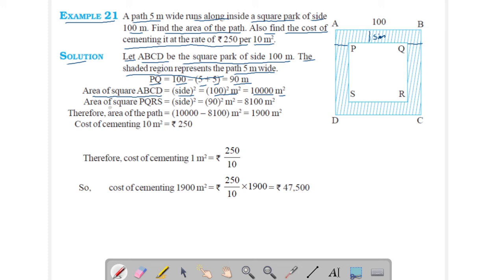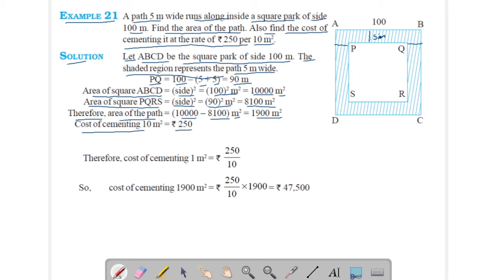Similarly, area of square PQRS equals side square. Here side is 90, and 90 square meter square. What is the square of 90? It is 8100 meters square. Therefore, area of path equals 10,000 minus 8100 meters square. Subtract it, what will you get? 1900 meter square.